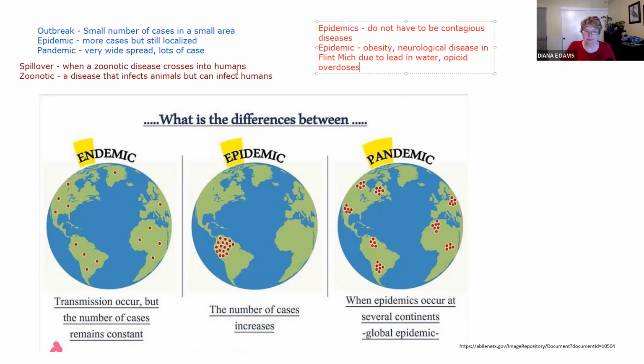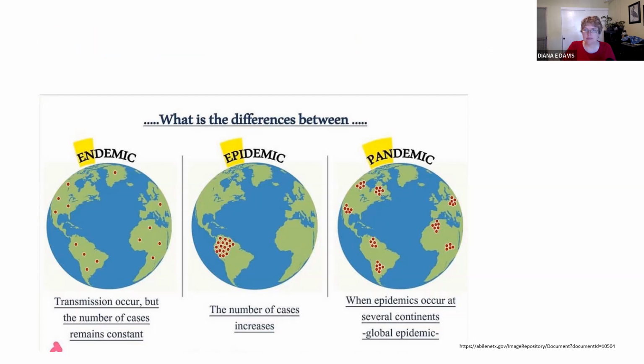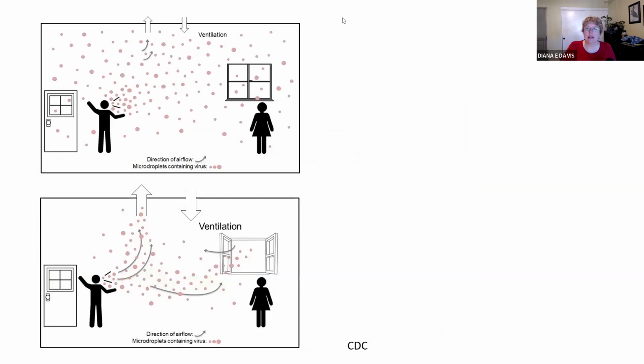All right, so that's this terminology. The next thing I want to go over are methods of transmission. So this class really is about contagious diseases, so we're going to talk about how they go from person to person. There are several ways that this happens. I'm going to list them for you now, and we're going to go over them one at a time.